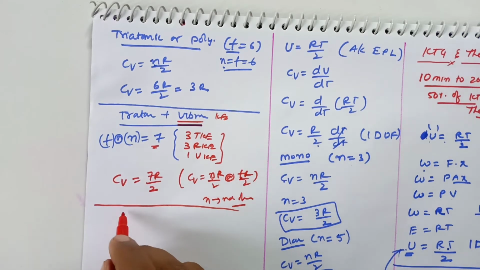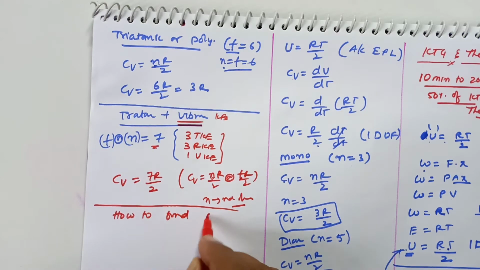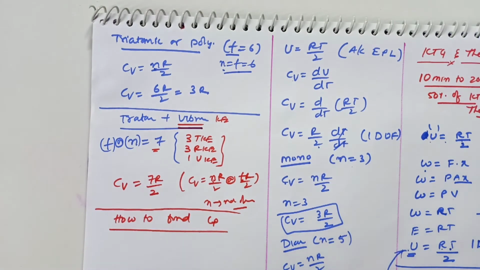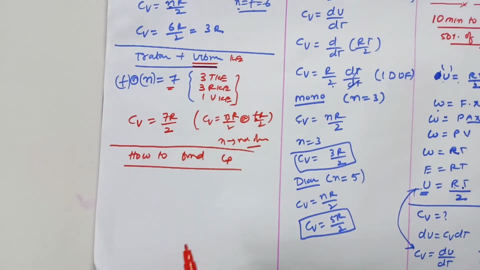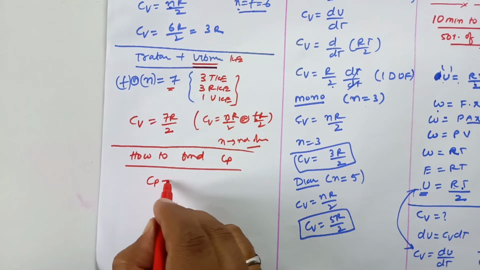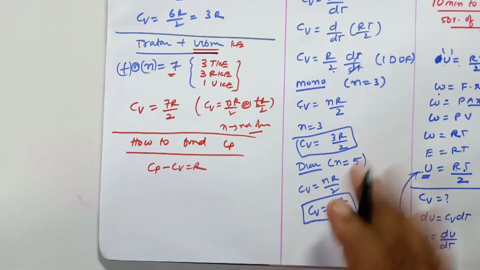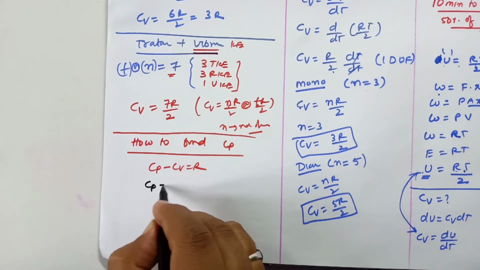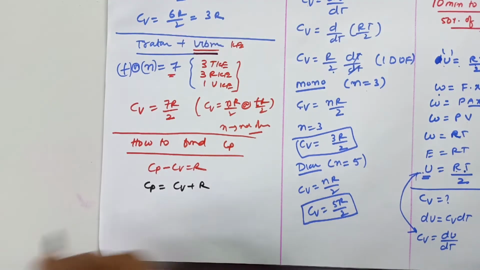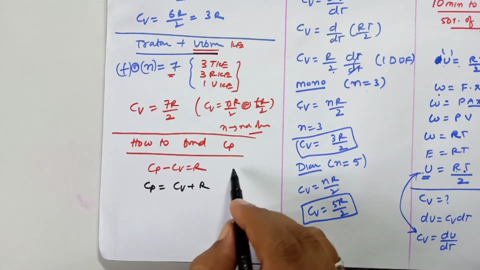Next, how to find out Cp? Here you know the concept, that is Cp minus Cv is equal to R. This is the basic concept here. So from this basic concept you'll understand Cp is equal to Cv plus R.